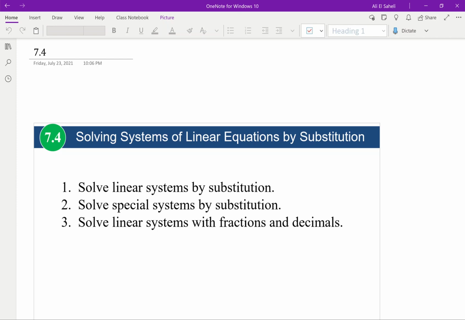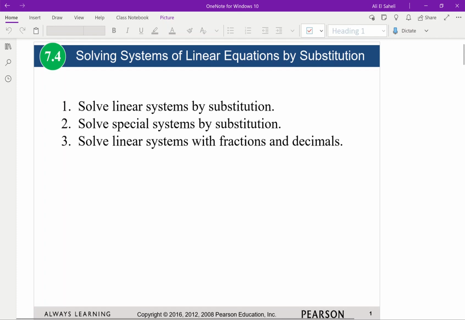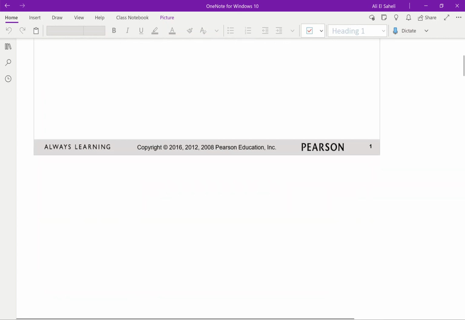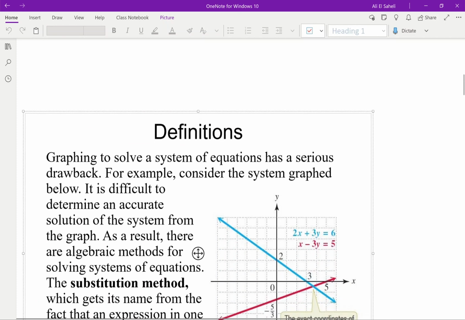In this section, we will learn how to solve systems of linear equations by substitution. We will learn how to solve special systems, and we will learn how to solve systems with fractions and decimals. In the last section, we learned how to solve linear systems by graphing.